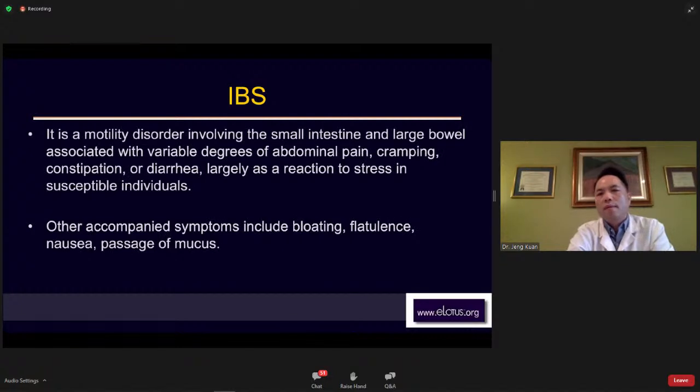It is a motility disorder involving the small intestine and large intestine, with variable degrees of abdominal pain, cramping, constipation, diarrhea. Abdominal pain, constipation, diarrhea will be the primary symptoms patients come in with. For a lot of people, it's more a reaction to stress in life. So those people who are more prone to get nervous, or some patients with anxiety, IBS might be a condition they will be having. Other accompanying symptoms can be bloating, flatulence, nausea, or a passage of mucus.